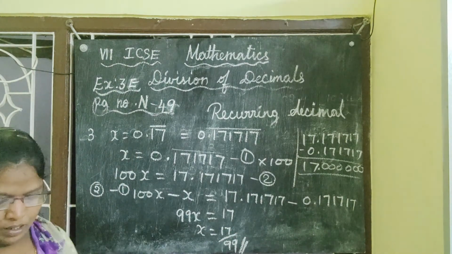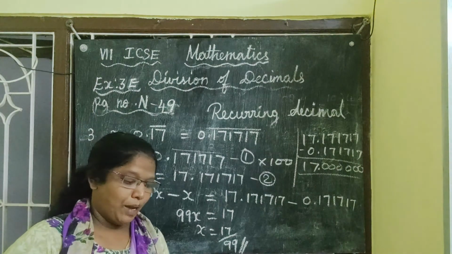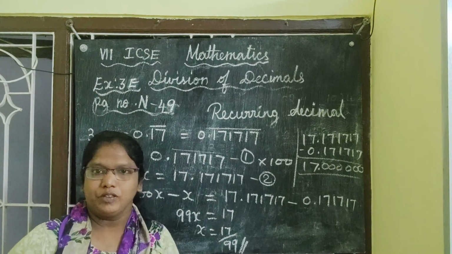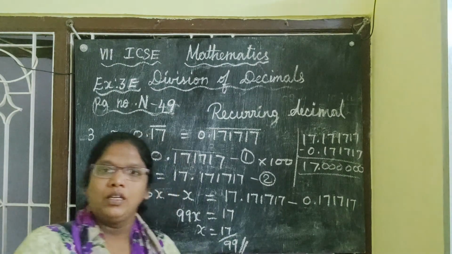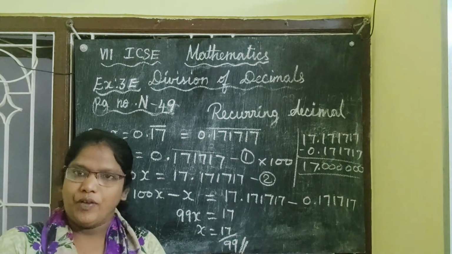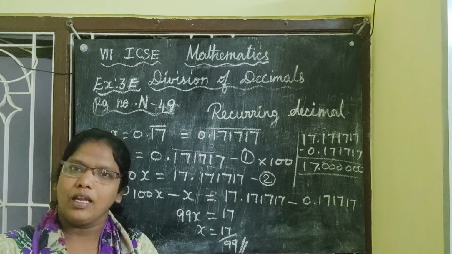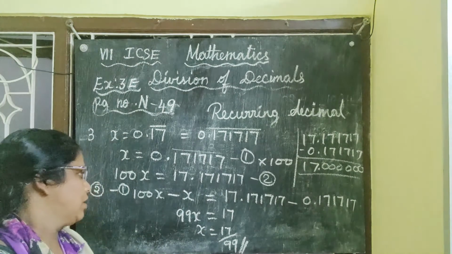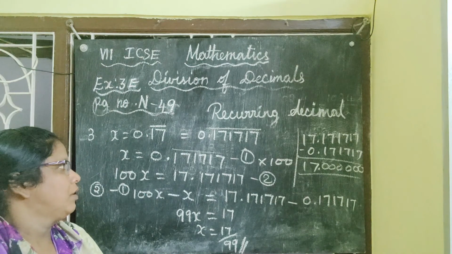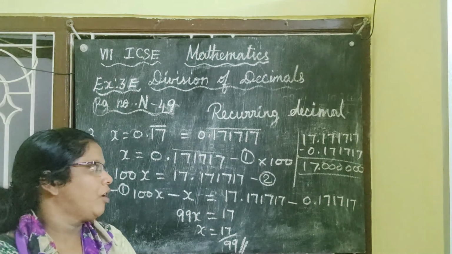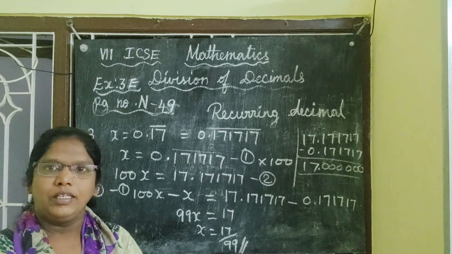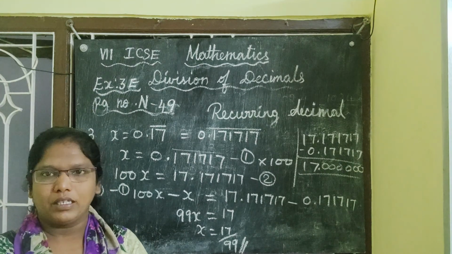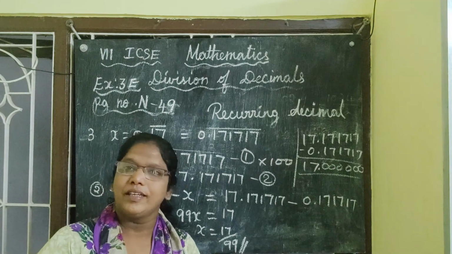Okay children? We have completed this chapter, decimals. Next we'll move to the next chapter. I hope you all understood this. If you don't understand, watch again and again and you will understand. Copy down all the notes after getting your notebooks from the school. Till then you can copy down or practice in the practice note. Okay children, take care. Bye.